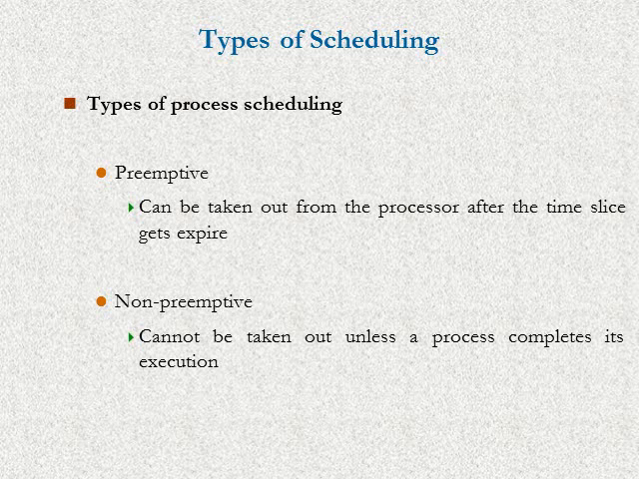In the non-preemptive type, once a process gets the processor, the scheduler cannot take it out, and it remains there for the whole duration of its execution. So once a process gets the CPU time, it completes its execution before it comes out. The operating system in the non-preemptive type cannot take the process out of the processor unless it completes its execution. We will talk about both of these types and the various algorithms that fall in each of these categories in this module.